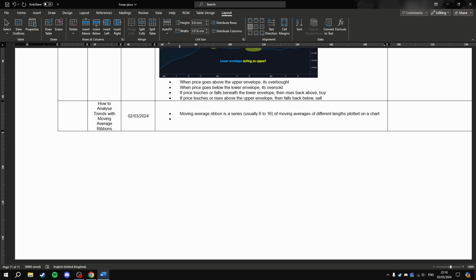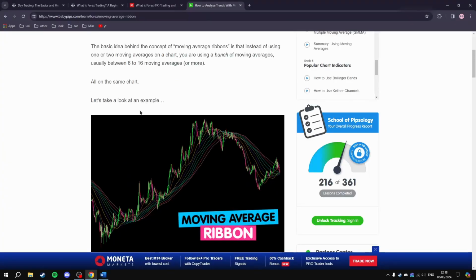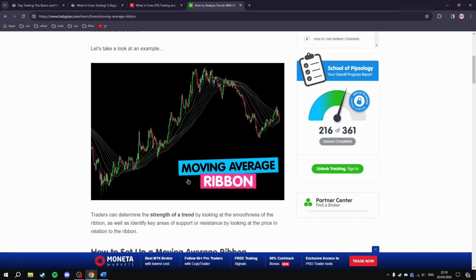There's a series, all on the same chart. Let's take a look at an example. So this is a moving average ribbon. You can see there's loads of moving averages going on.